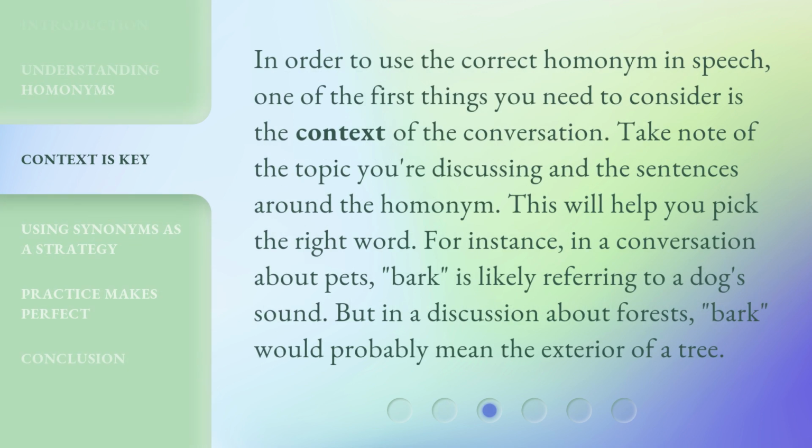In order to use the correct homonym in speech, one of the first things you need to consider is the context of the conversation. Take note of the topic you're discussing and the sentences around the homonym. This will help you pick the right word. For instance, in a conversation about pets, bark is likely referring to a dog's sound. But in a discussion about forests, bark would probably mean the exterior of a tree.